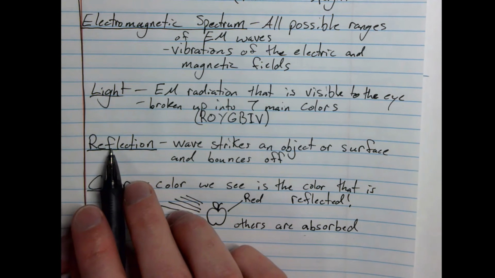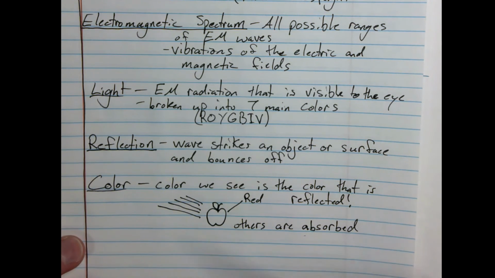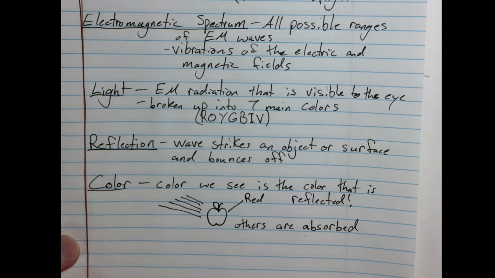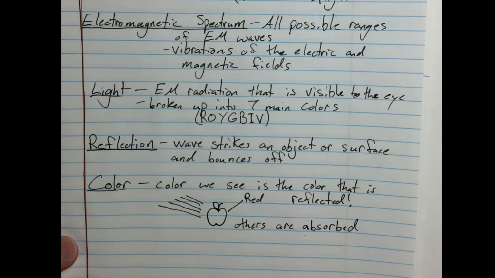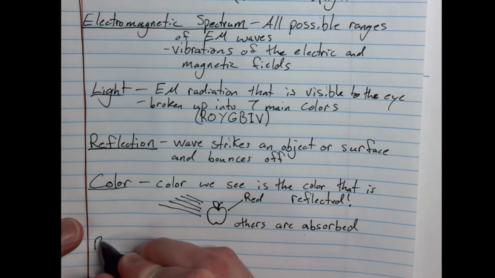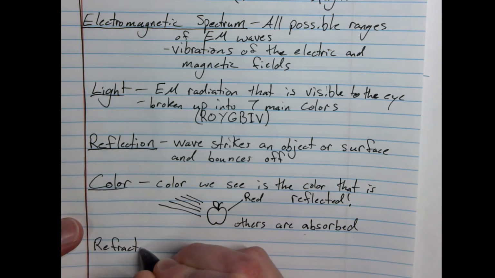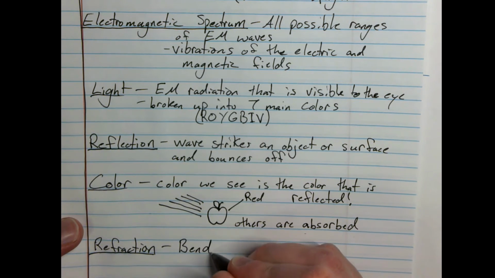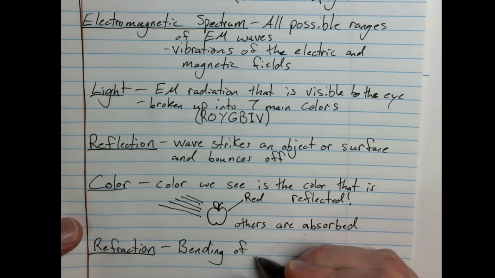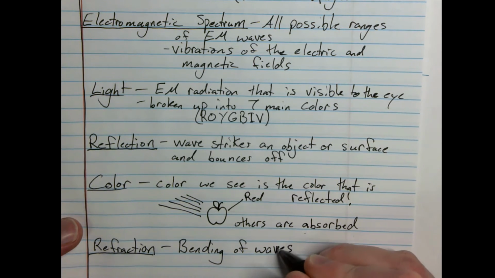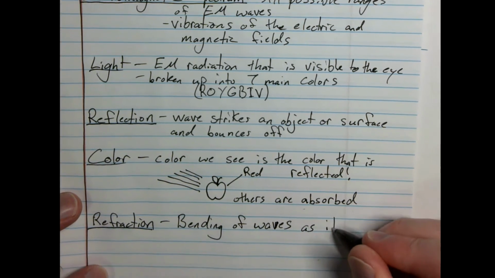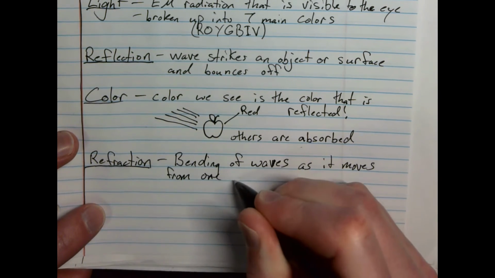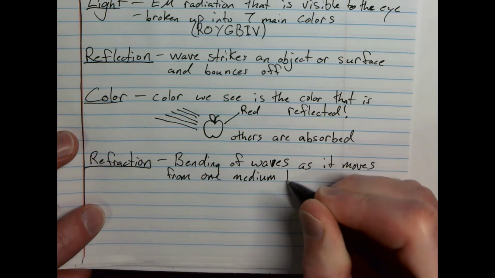Now, we also have a different word than reflection. It's when it goes through, like glass, for example, or water. When you look at an object underwater, it's not always where it is actually underwater. It's a little bent. So what we call that is actually refraction. Refraction is the bending of light or waves, say waves, as it moves from one medium to another.